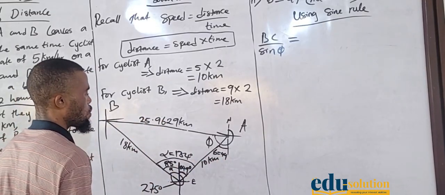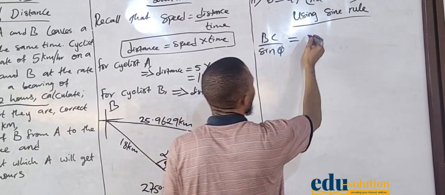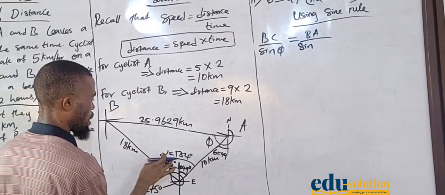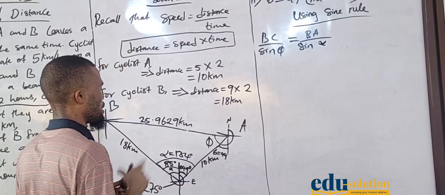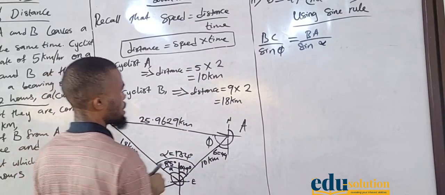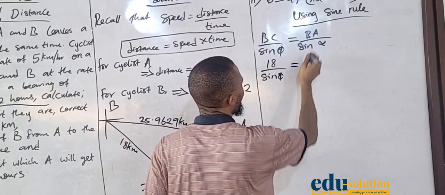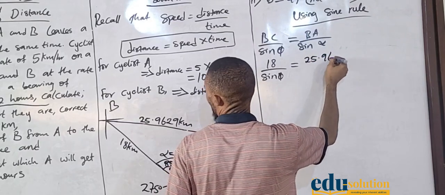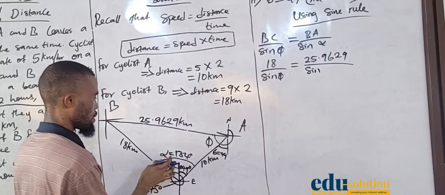So we'll use this side now. We'll have this side over the sine of the opposite angle. So we have BA over the sine of the opposite angle. I called it alpha, so let me also call it alpha. We put in the values, substitute, and then do simple arithmetic. We are done. So we have our BC over sine 5 is equal to BA over sine alpha. That is 18 over sine 5 is equal to 25.9629 over sine of alpha, which is 134.